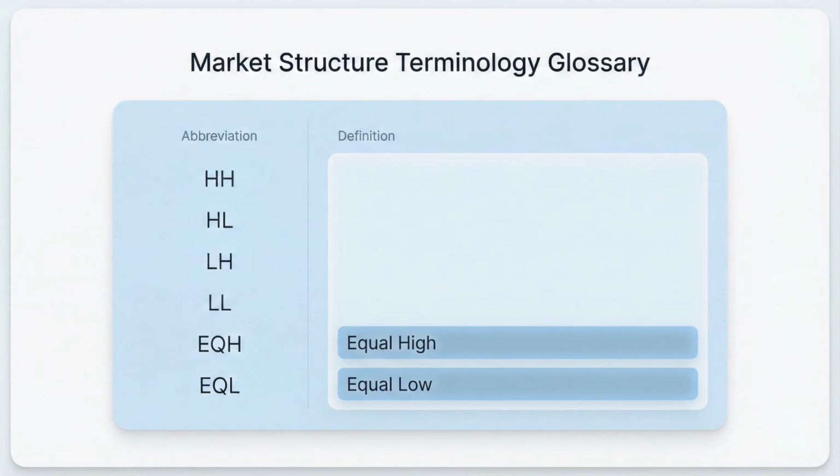Finally, equal highs and equal lows occur when the price hits the exact same level multiple times without breaking through. This indicates a temporary stalemate between buyers and sellers, where neither side has enough conviction to push the price into new territory. These levels often form incredibly strong support or resistance boundaries.